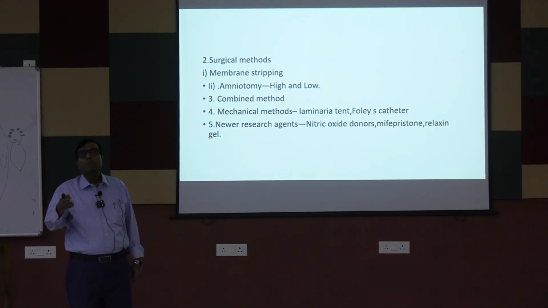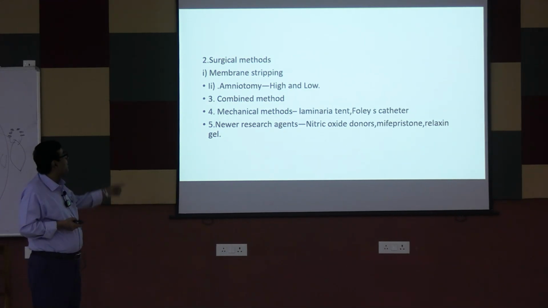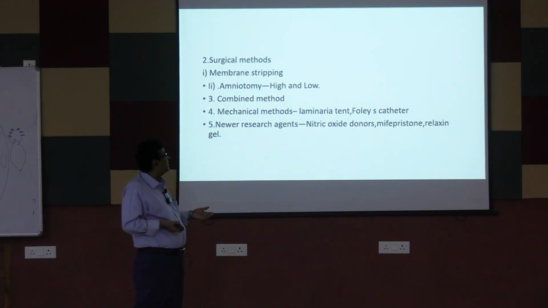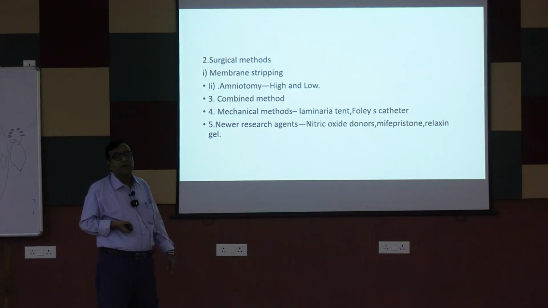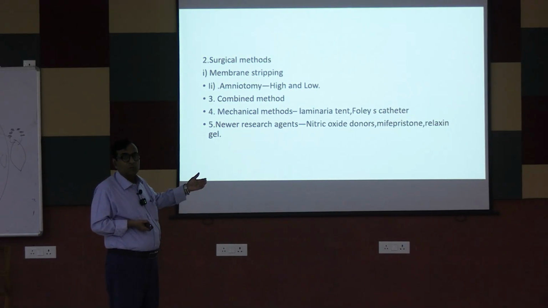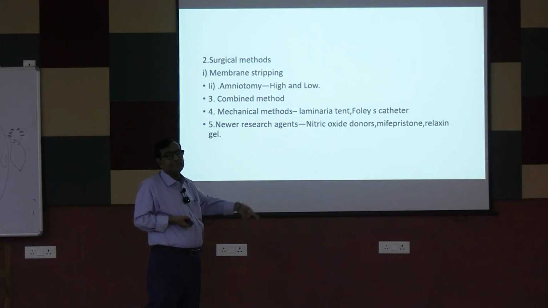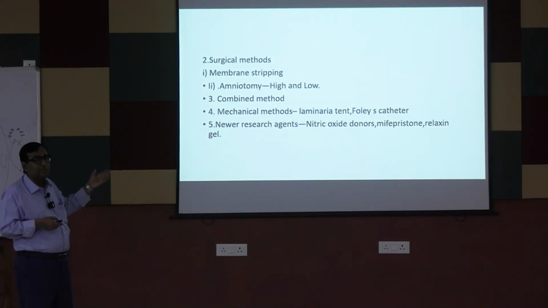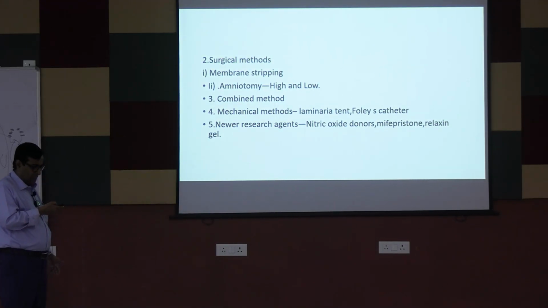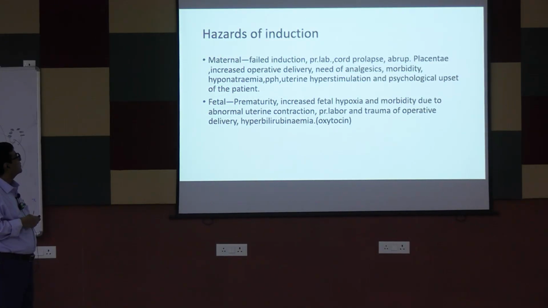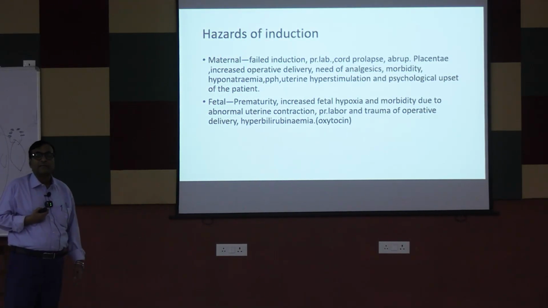If you introduce a Foley's catheter inside the cervical cavity, the patient will start labor within 24 to 48 hours. And some newer research agents have been discovered recently: nitric oxide donors, mifepristone, which is anti-progesterone, and relaxin hormone, which relaxes the pelvic joints and induces labor. So these are the uncommon methods of induction.